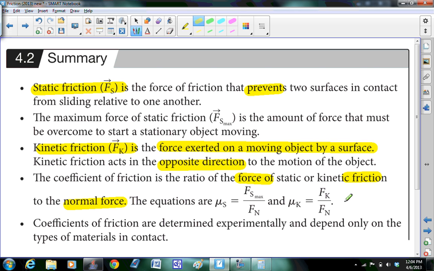So again, this coefficient is constant. Very important you recognize this. But the force can vary. The force varies depending on the mass of the object.